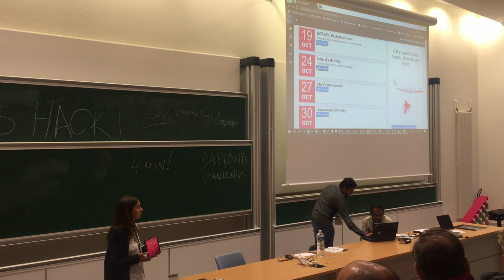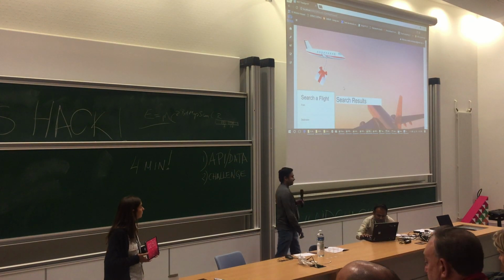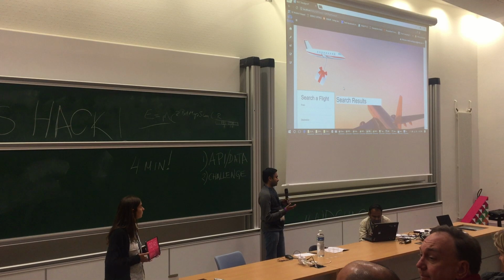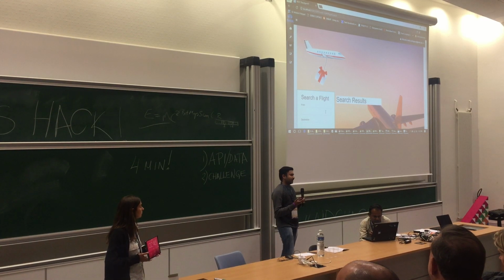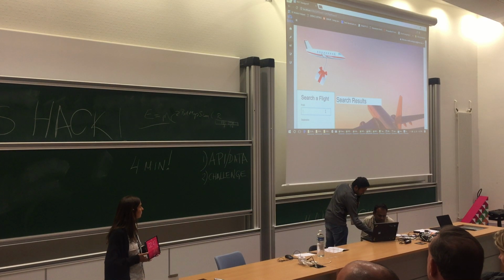So for example, I want to gift a travel for my friend Natasha. So what it does is it takes you to the search page where you can search and say which destination you want to go. So in this case, I'll just take here.